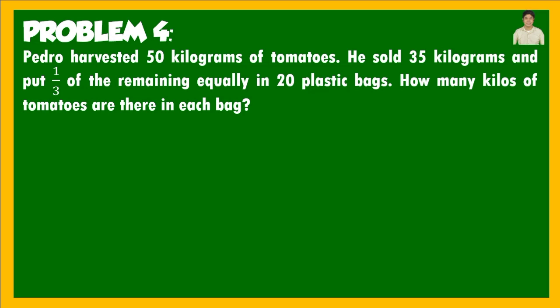Okay, so umani si Pedro ng 50 kilograms. Nag-harvest siya ng 50 kilograms ng tomatoes. And then yung 35 doon is binenta niya. And then after that, yung 1/3 nung natira dun sa 50 kilograms na hinarvest niya is nilagay niya sa 20 plastic bags. So ngayon ang tanong, kada plastic bag, gaano kabigat yon? So how many kilos ang kada bag?